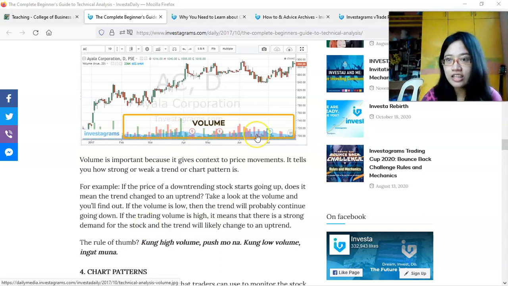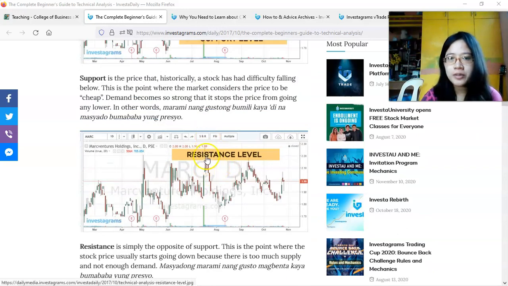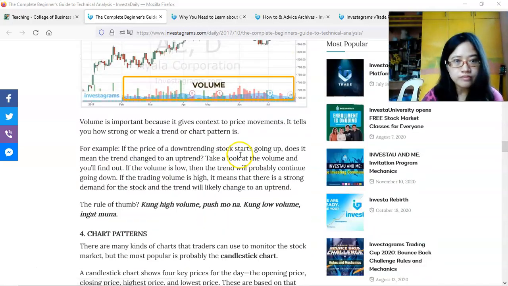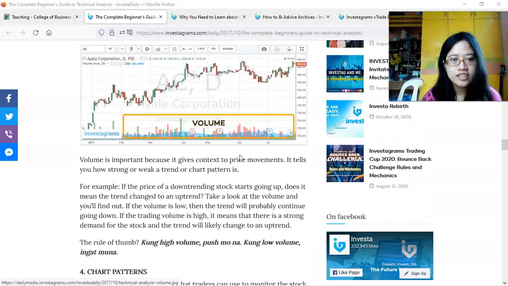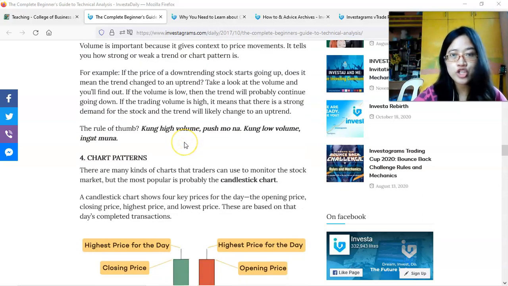Okay, so another thing na pwede nyo tingnan para masigurado nyo kung itong resistance and support natin, bababa na ba or didiretso pa ng pagtaas. So, pwede mong tingnan yung trading volume sa baba. Okay. Kung high volume, push mo na. Kung low volume, ingat muna. Okay, huwag padalos-dalos. Number 4, chart pattern.